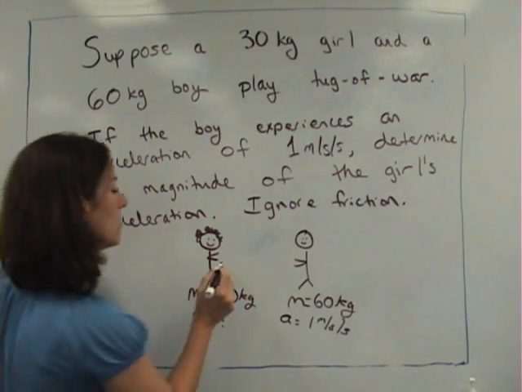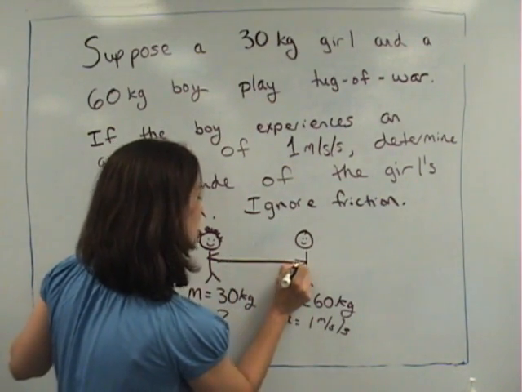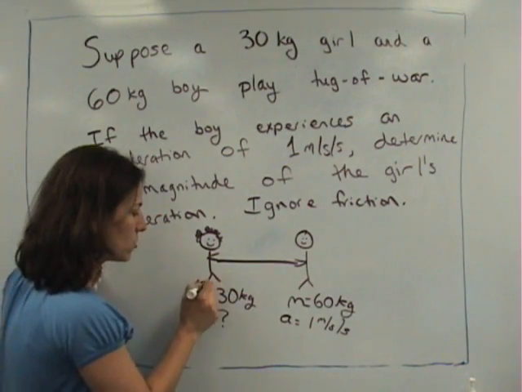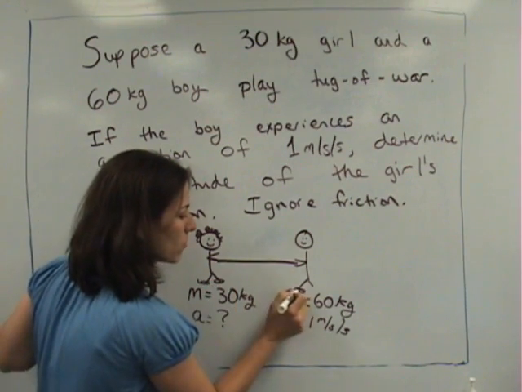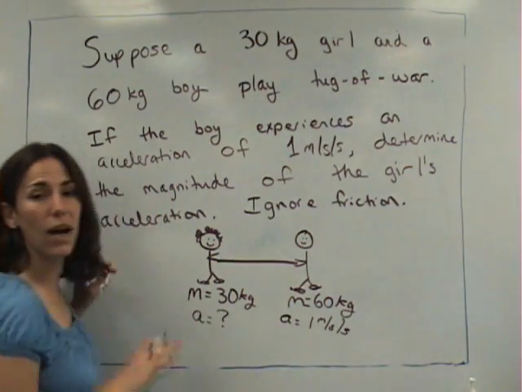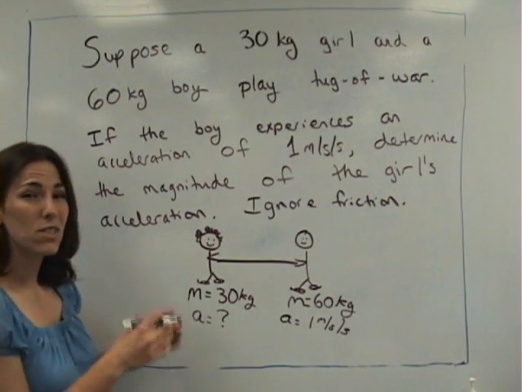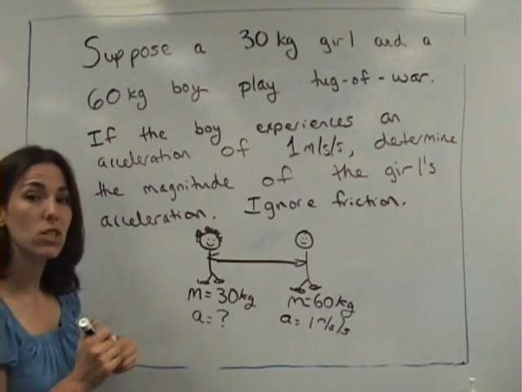And we also know they're playing tug of war, so I'm going to draw a rope between them. And it says ignore friction. So I don't know, they're on ice skates, there's so little friction, we're just going to ignore it. Either on roller skates, whatever. Do not have to worry about friction. So we need to use both Newton's second law, and his third law.